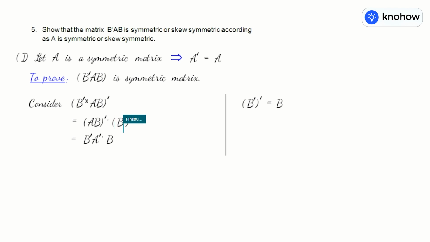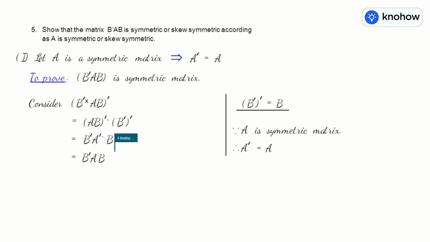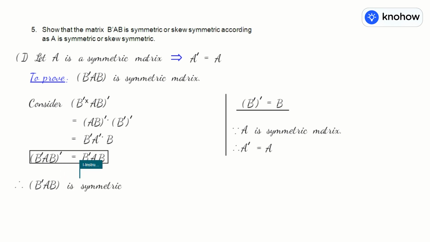And now since it is given that A is a symmetric matrix, as I have already mentioned, A dash can be replaced by A. So you have B dash A B. And this B dash A B is your given matrix. So what have you proved? That B dash A B transpose is equal to itself. So we can conclude that the matrix B dash A B is symmetric whenever A is a symmetric matrix. So that is your first part.